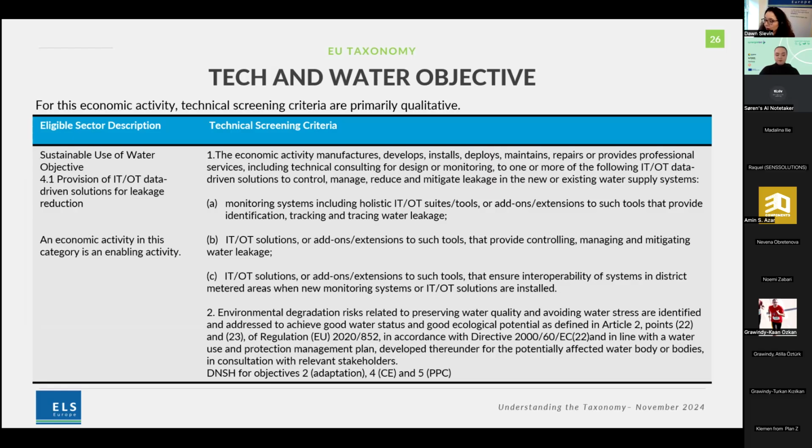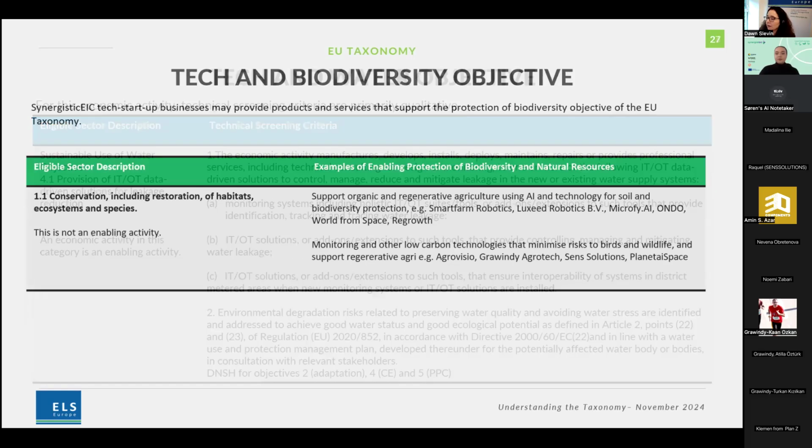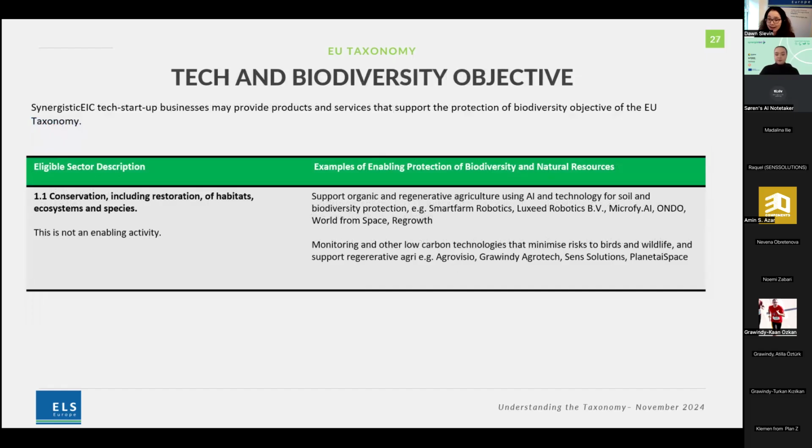And then for do no harm, there are criteria under adaptation. Again, you're not undermining adaptation efforts of others, etc. For circular economy and also for pollution prevention and control, so that your solution is not increasing the possibility of pollution or release of pollutants. So those are the technical screening criteria, as a heads up.